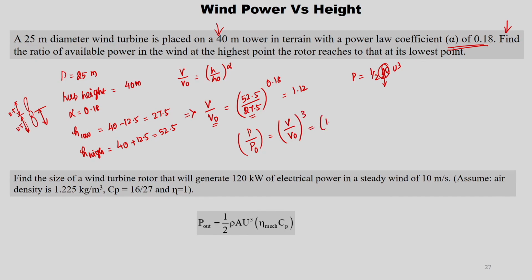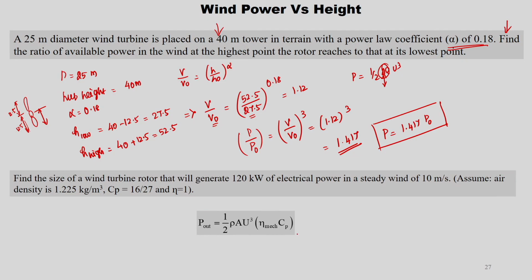Which is equivalent to 1.12 to the power of 3. What you get is 1.417. So, the power is nothing but 1.417 times the power at reference. This ratio P upon P naught, equal to 1.417, is the ratio of available power in the wind at the highest point that the rotor reaches to that at its lowest point.